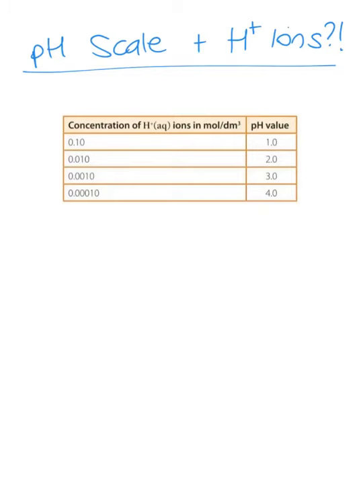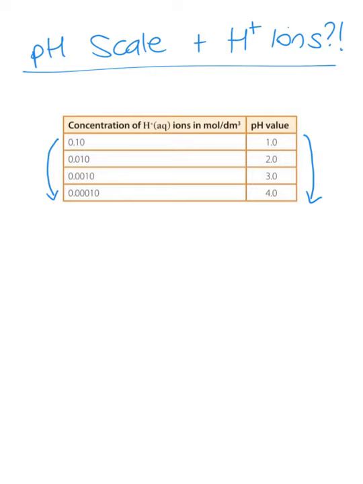pH scale and concentration of H plus ions, something which you do need to know. Okay, you will see here that the pH value is increasing by 1 each time. And you should notice that over here we are dividing, that's a 0.10, we're dividing it by 10 to get 0.010 and so on and so on. Okay, as you dilute or divide the concentration of something by a factor of 10, you increase the pH value by 1.